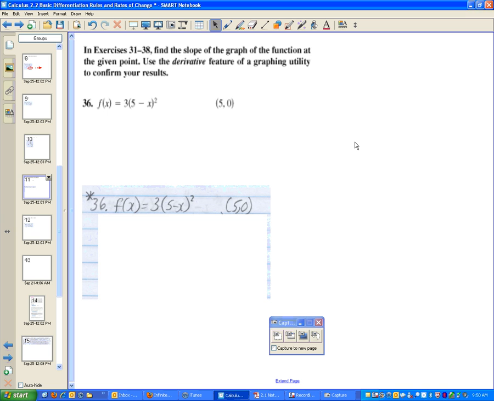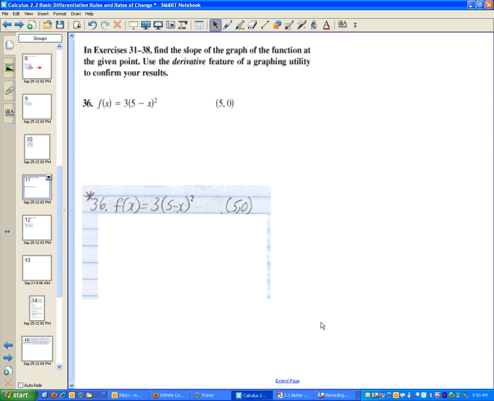This time the directions say to find the slope of the graph of the function at the given point. Use the derivative feature of a graphing utility to confirm your results. So the slope of the graph means the same thing as the slope of the tangent line. So we've got to find the slope of the tangent line at the point 5, 0.